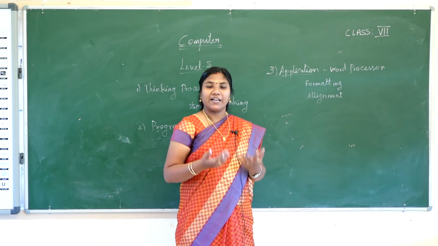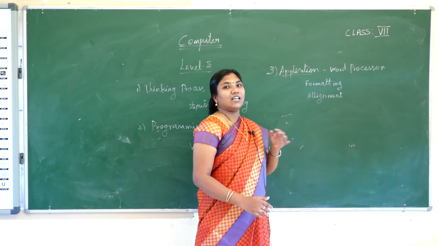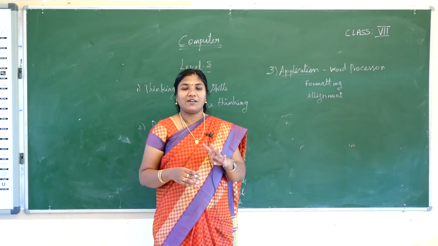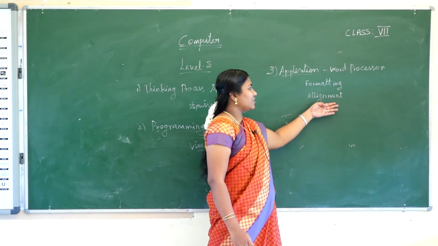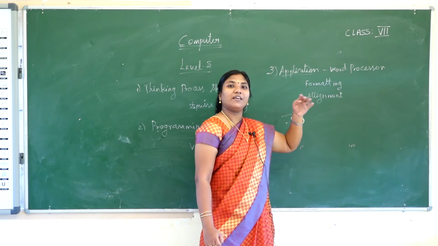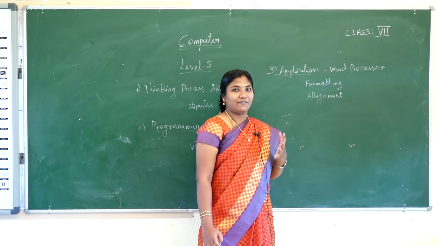So if you want to highlight you can highlight. What are the 4 types of alignment available? So left, center, right and justify. So these 4 alignments you can do, and formatting options also will be given, what are the formats you might have done in level 3.